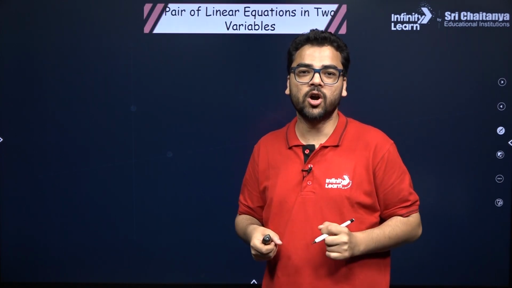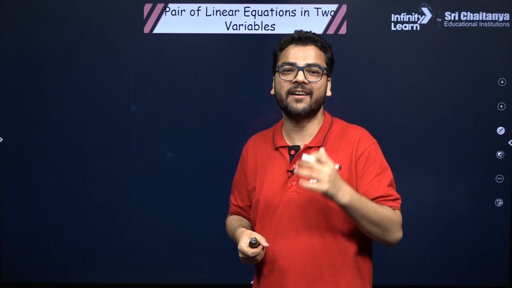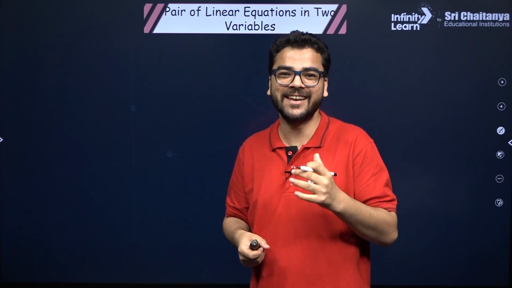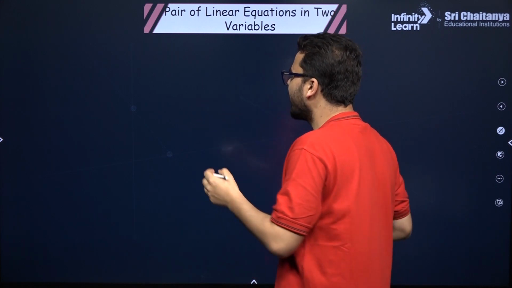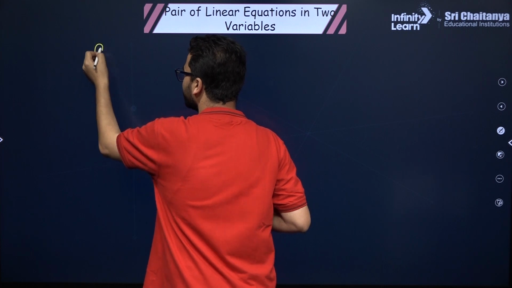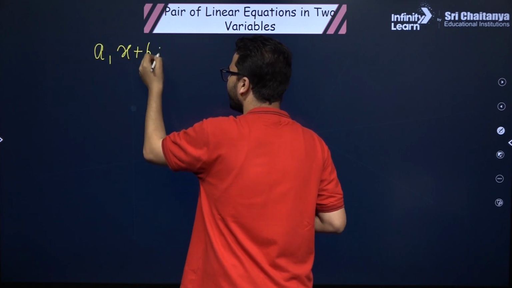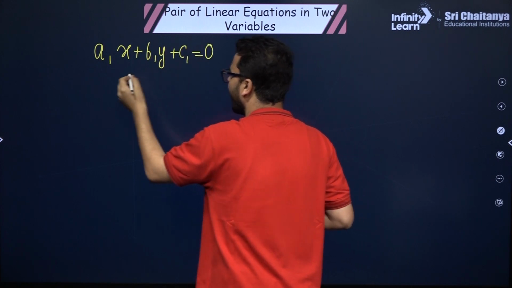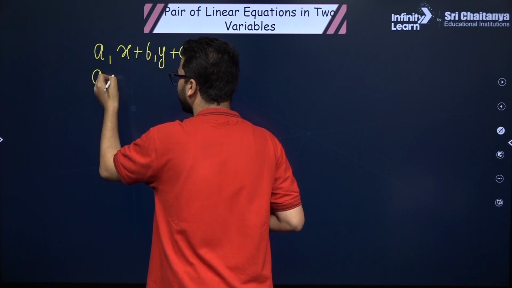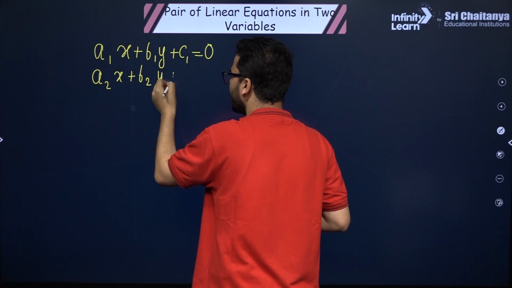Now we are going to talk about the formulae. You would not say formulae in this case. It is the relationship between the coefficients in case of a pair of linear equations in two variables. So the standard form of a pair of linear equations in two variables is this: a1x plus b1y plus c1 is equal to 0, and a2x plus b2y plus c2 is equal to 0.